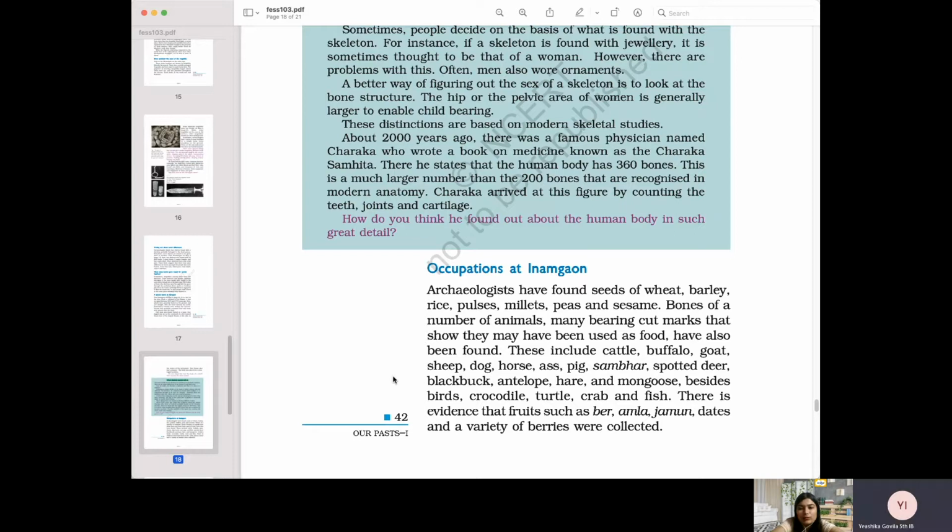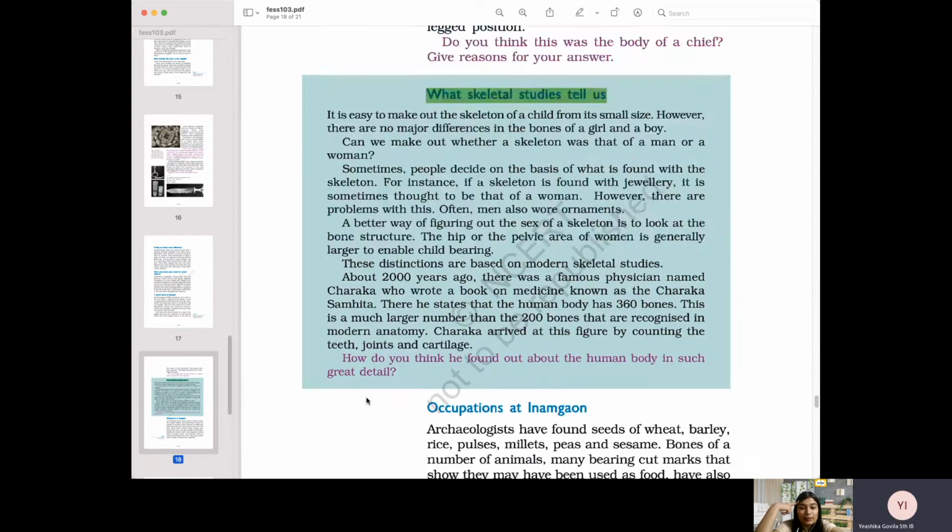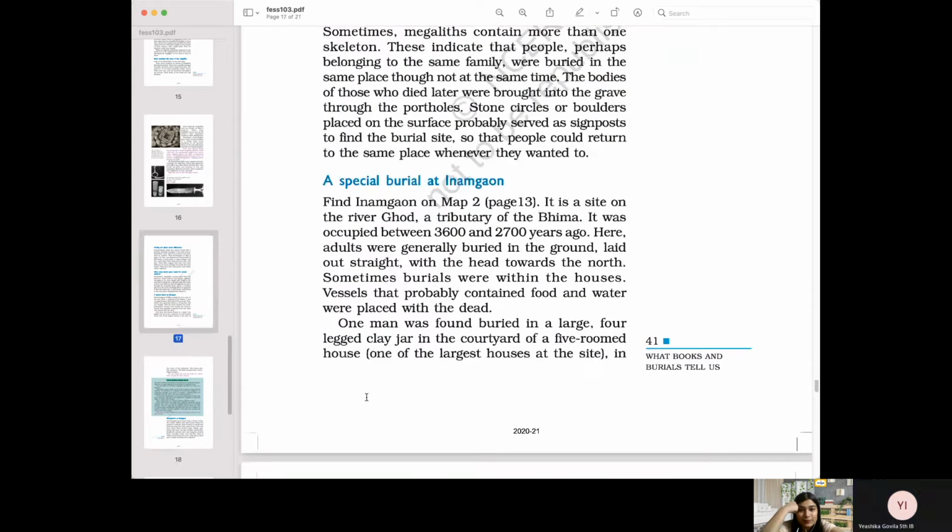Occupation, then Inamgaon. I'm hearing the word Inamgaon for the first time. We have just scrolled up. We have discussed Inamgaon. Yes, so we were discussing the special burial there.